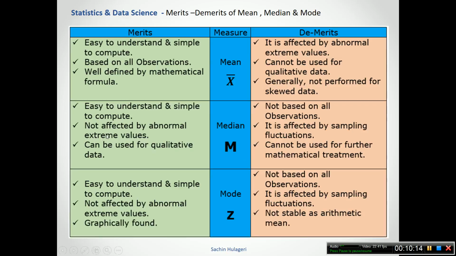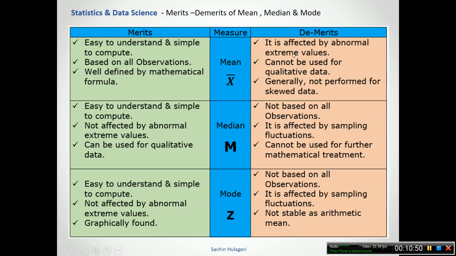Let's see the merits and demerits of mean, median, and mode. So first, the measures of central tendency, starting with the mean. Merits of the mean: it is easy to understand and simple to compute. It is based on all the observations and well defined by a mathematical formula. What are the demerits here? It is affected by abnormal extreme values, cannot be used for qualitative data, and is generally not preferred for skewed data.